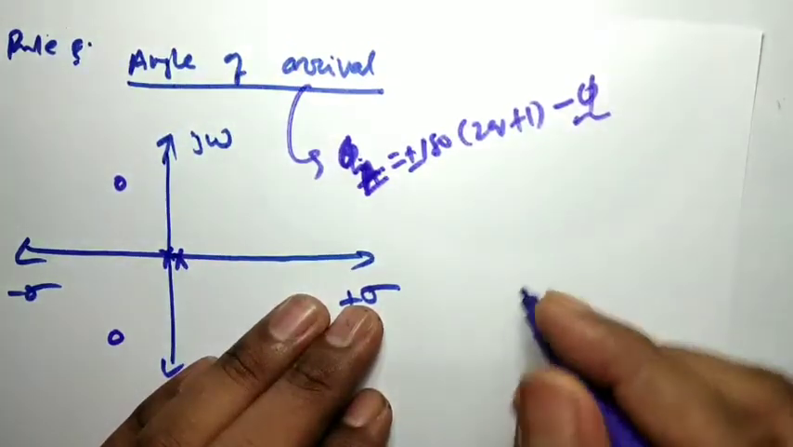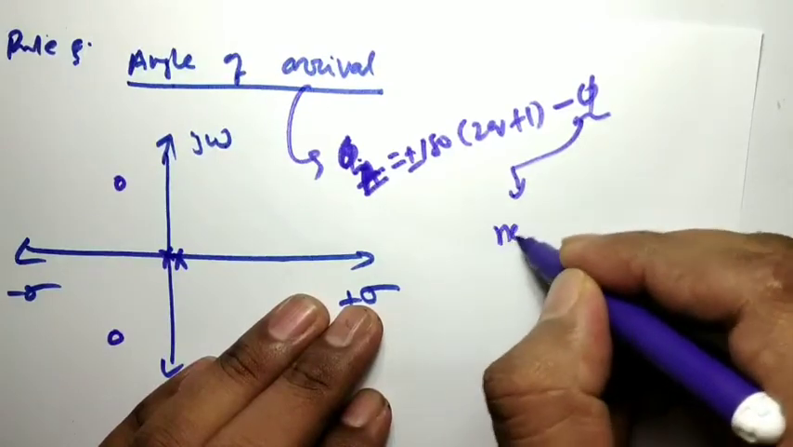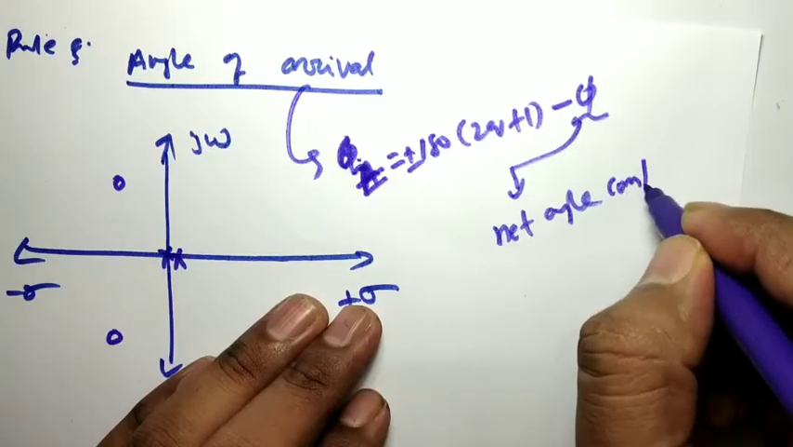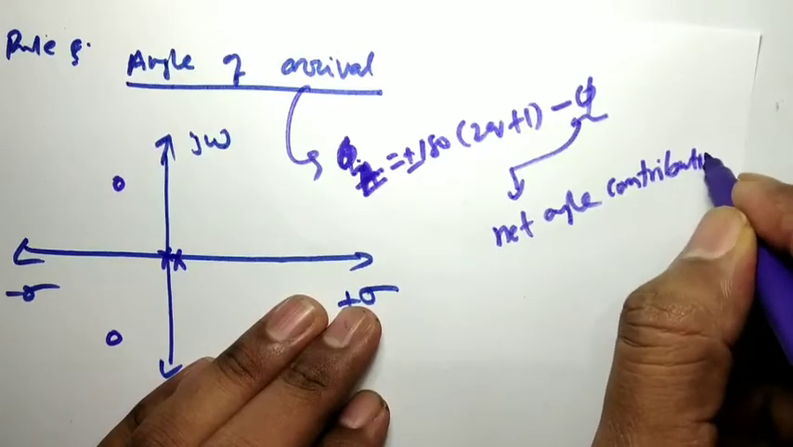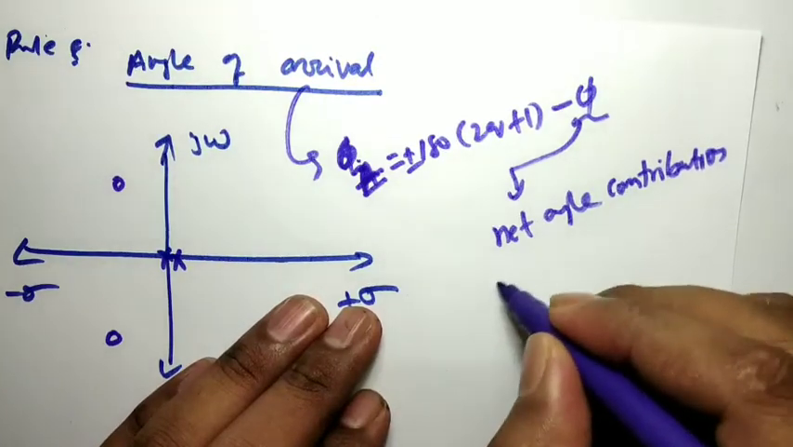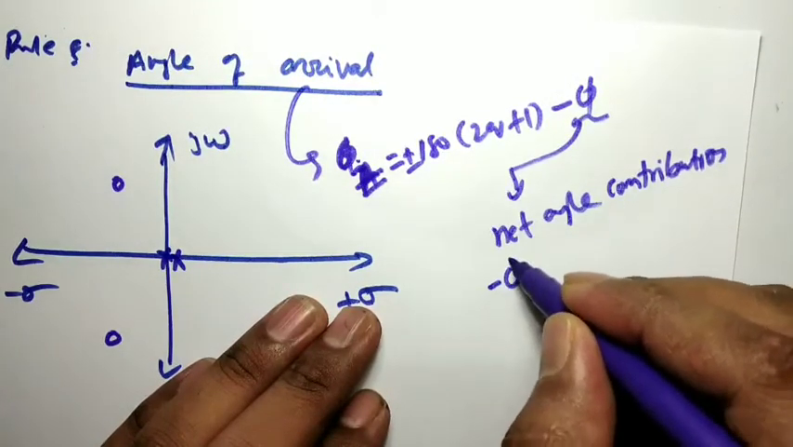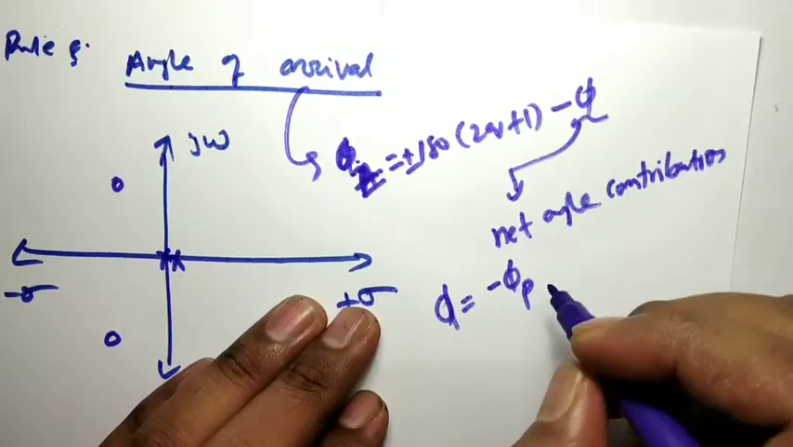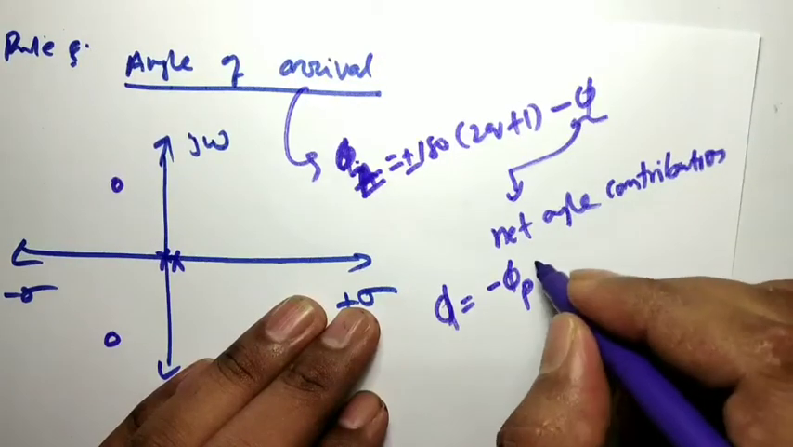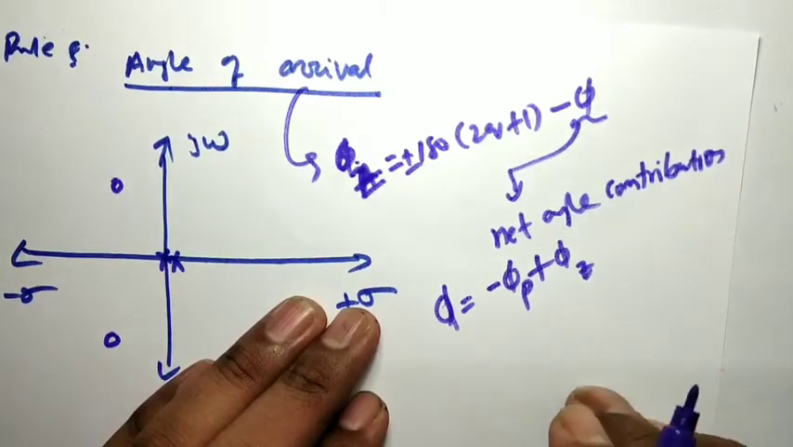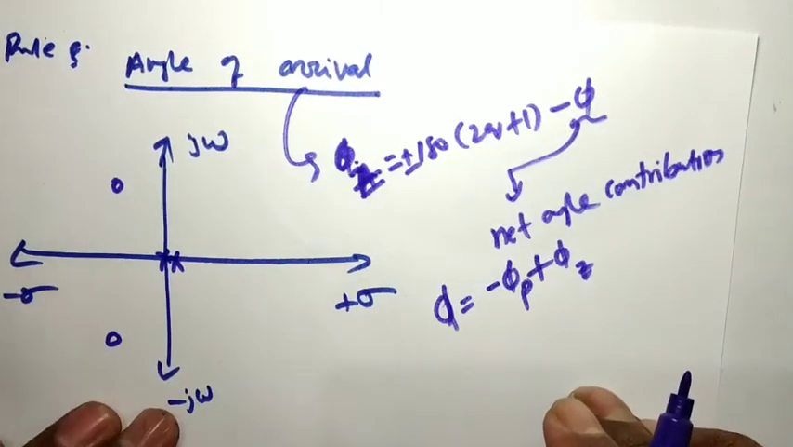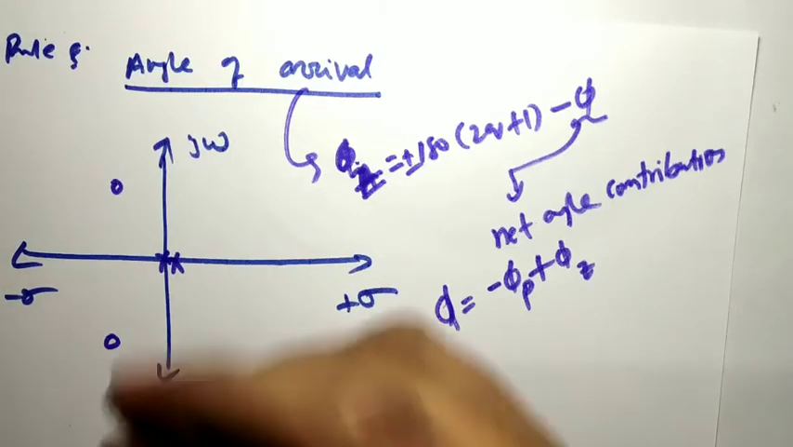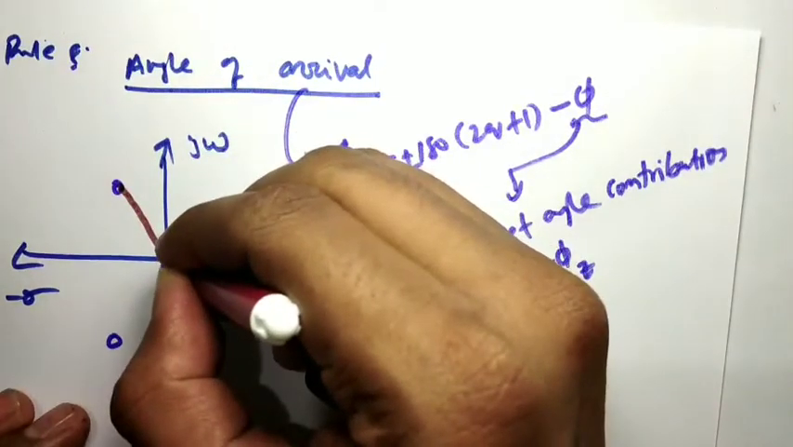So phi here means the net angle contribution, as last time. Here phi means the same as the angle contributed by poles plus the angle contributed by zeros. Okay, the same thing. Now I draw a vector from the poles. You draw a vector from here. See, two vectors are there, two vectors.